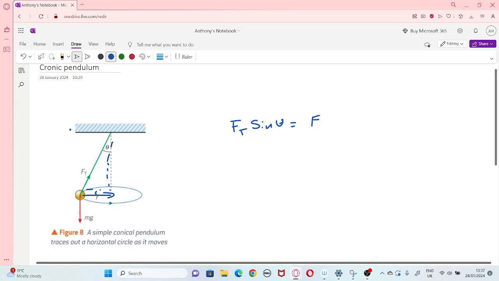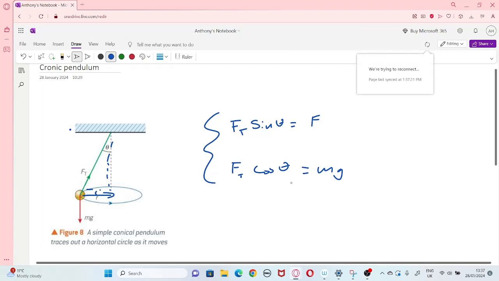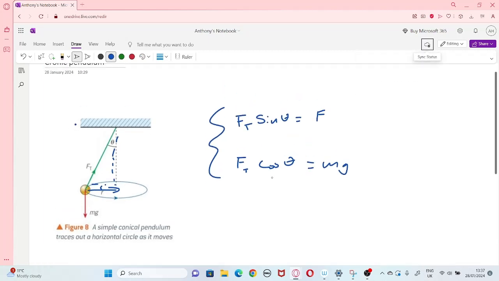We've also got another equation that we can use. Because it's in equilibrium, it's only going in that horizontal path, so our vertical forces must cancel out. Our vertical component of tension will be Ft cos theta, and that must be equal to the weight. Many times in many questions, you'll have to do simultaneous equations of these two. So you need to split it into horizontal and vertical, okay?